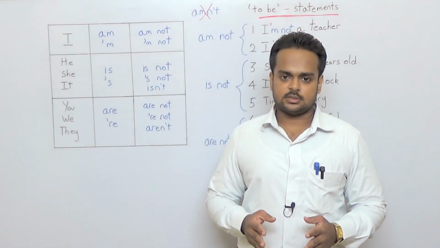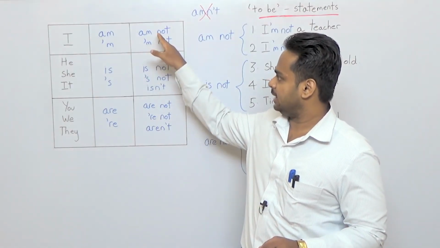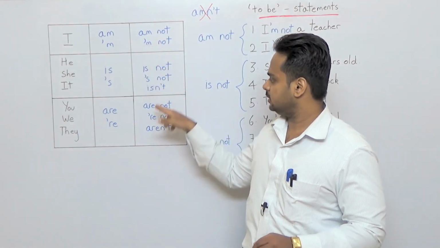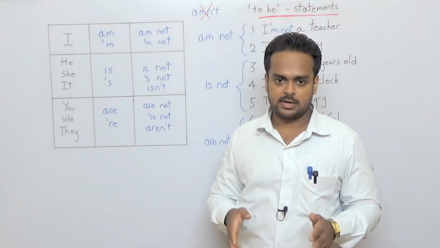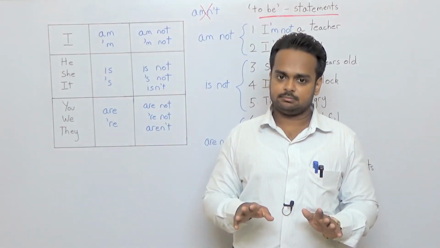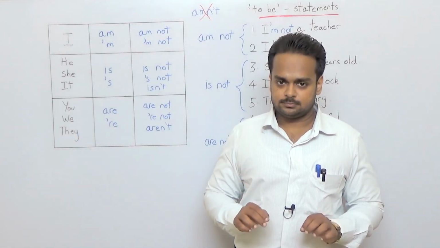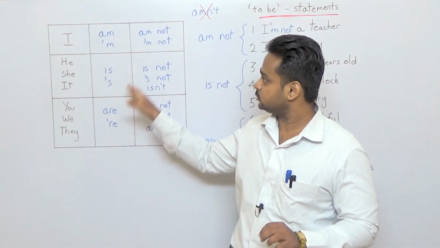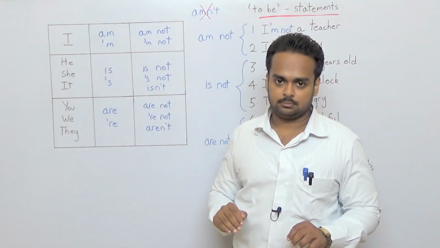Making negative sentences is really easy because all you have to do is just add not to am, is, and are. So am not, is not, and are not. Those are the negatives. Now that's easy. But what you need to learn are the short forms. Just like for positive sentences, we have short forms for the negative sentences as well.